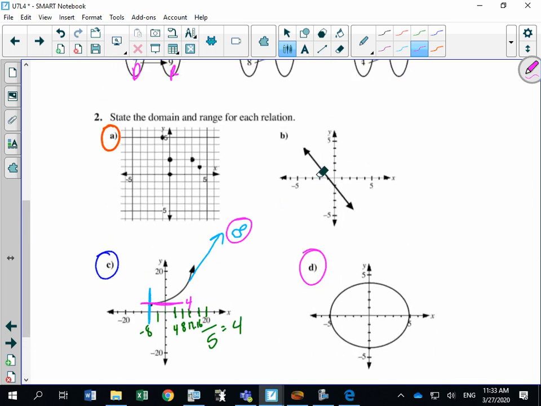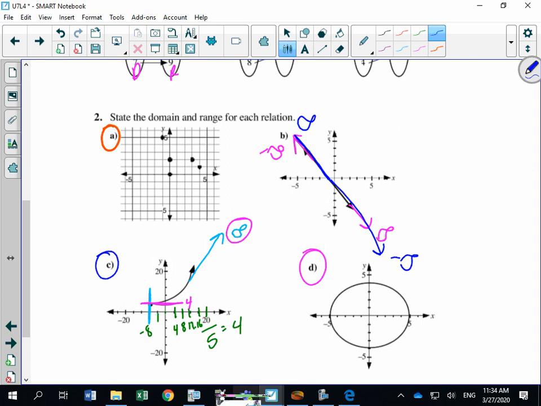And for B, what's your biggest x value? Infinity. Smallest x value? -infinity. What's your biggest y value? Infinity. Smallest y value, if it goes forever, -infinity. So how do you write that? When your domain is from -infinity to infinity and your range is from -infinity to infinity. Remember, just x is a real number, y is a real number.